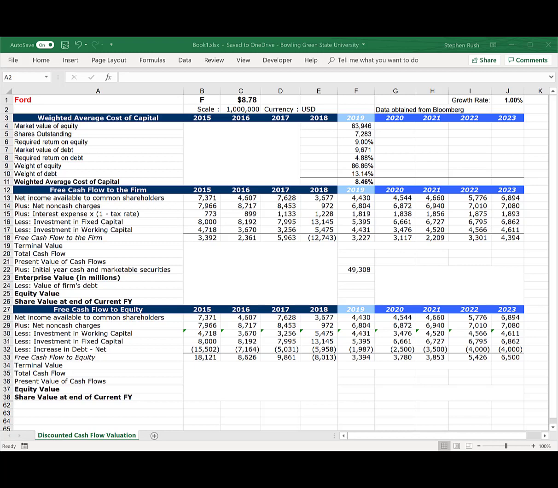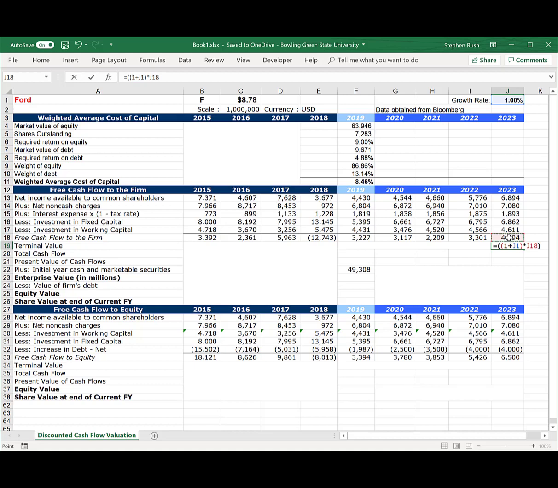We assume that the firm will continue to operate beyond the 5-year forecast horizon and will generate growing cash flows in perpetuity. We place ourselves at the end of year 2023 and calculate the present value of all future cash flows. This is called the horizon value or terminal value.